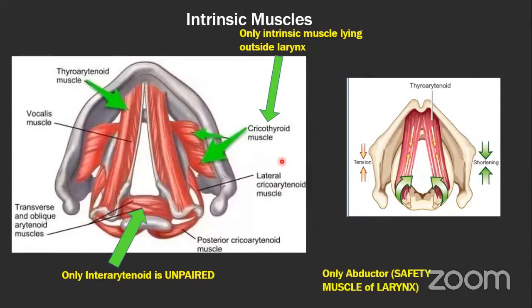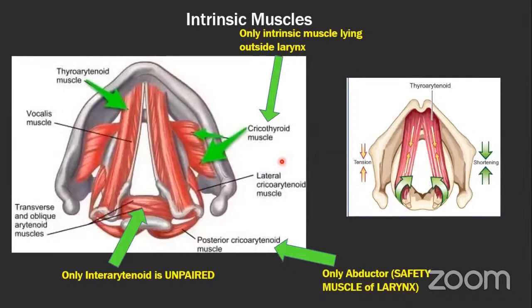And the only abductor of vocal cord is otherwise called the safety muscle of larynx. Which is that? Only abductor of vocal cord. That is the posterior cricoarytenoid muscle. So the safety muscle of larynx is the posterior cricoarytenoid, and it is the only abductor of larynx.